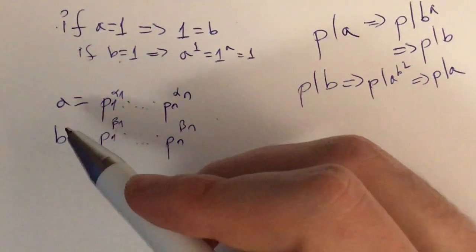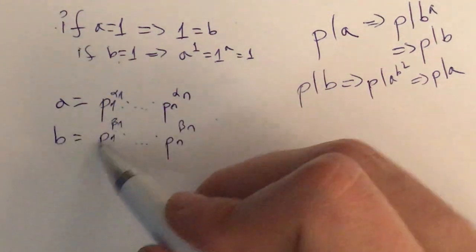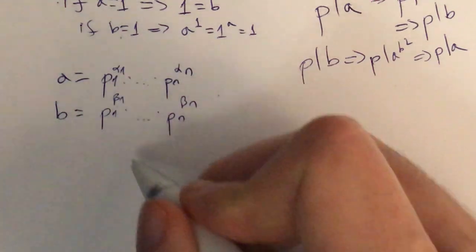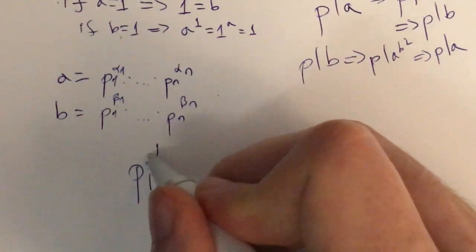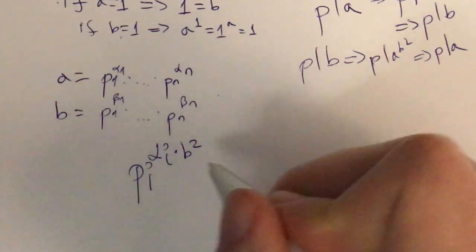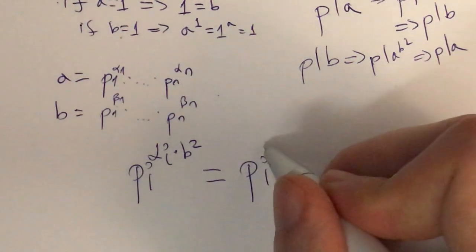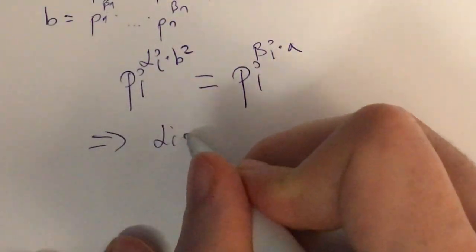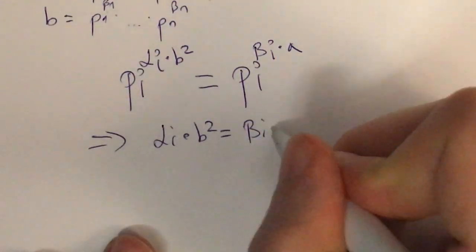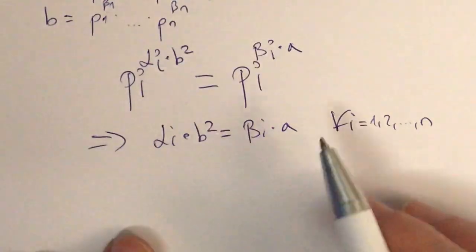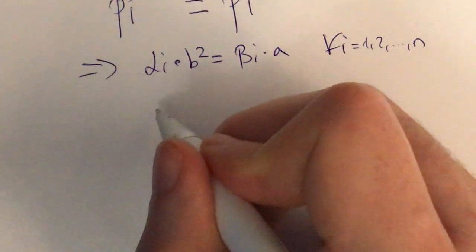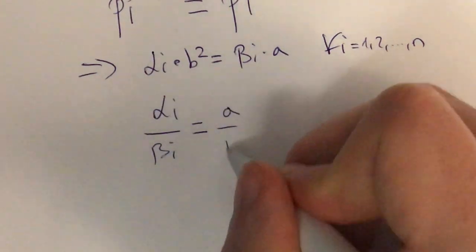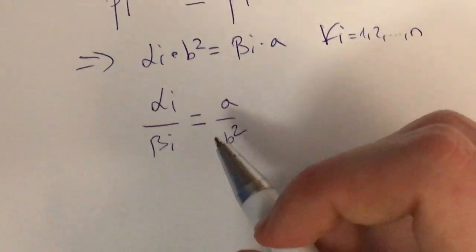So now if we look at the equation a to the power of b squared equals b to the power of a in terms of these powers of these primes, what we get is that for each i, we have p_i to the alpha_i times b squared is going to have to equal p_i to the power of beta_i times a, which implies that alpha_i times b squared is beta_i times a for all i. And now from here, what we can say is that alpha_i over beta_i is going to equal a over b squared. And now we break this up into two subcases.